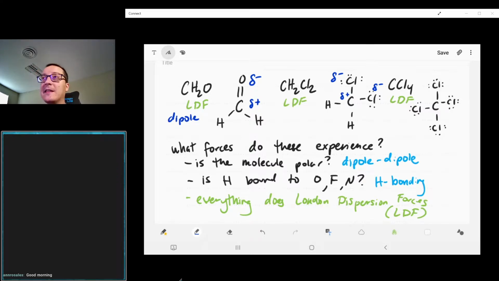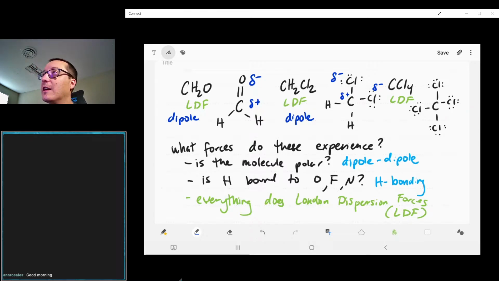So we can see that we have, again, polarity happening here. And if anything is polar, it can undergo the dipole-dipole interactions. So we're going to expect dichloromethane to be able to interact with itself through these dipole-dipole interactions.